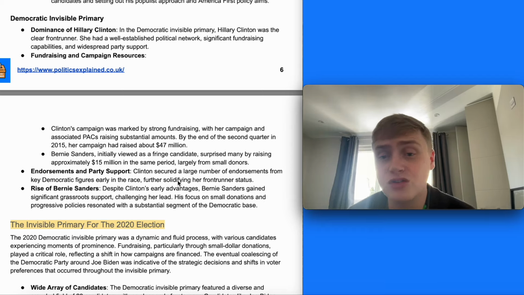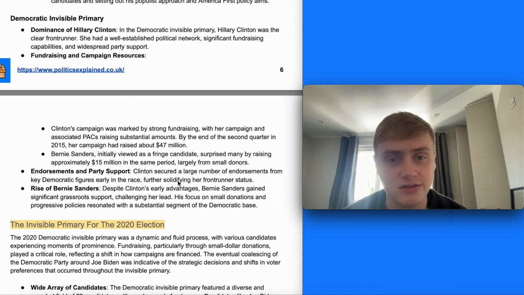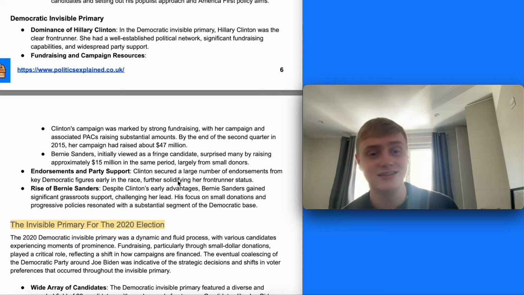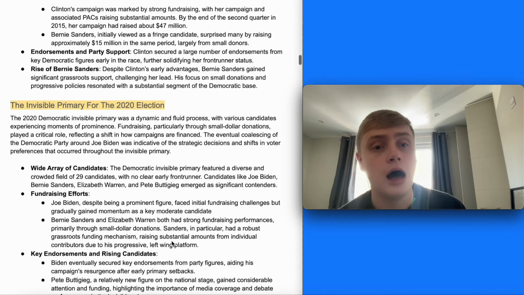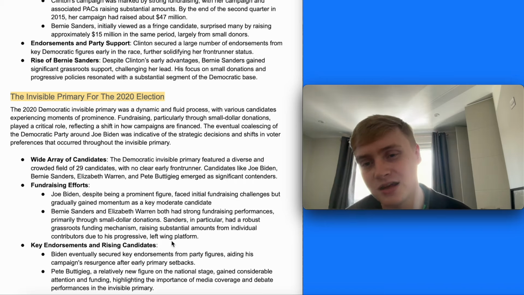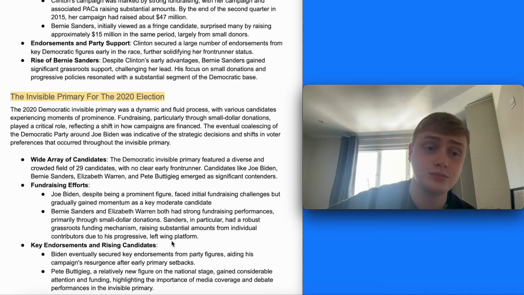And Bernie Sanders, who was originally viewed as a fringe candidate because he's a lot more left-wing than the other candidates, surprised many by raising approximately $15 million in the same period, largely from small donors. Clinton secured a large number of endorsements from key Democratic figures, but Bernie Sanders gained significant grassroots support and challenged her lead. His focus on small donations and progressive policies, much more left-wing policies, resonated with a substantial segment of the Democratic base, and it began to become clear that he would be the key challenger to Clinton.